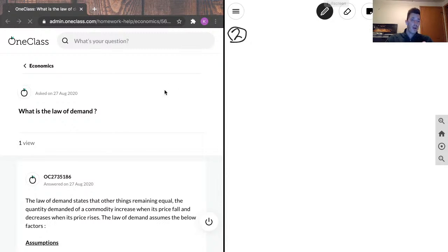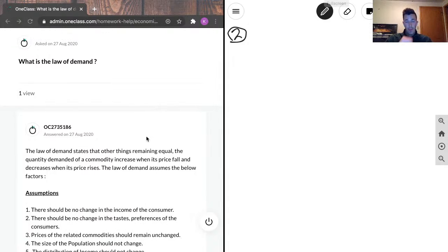And number 2 reads as follows: what is the law of demand? And what our junior tutor has written is that the law of demand states that other things remaining equal, the quantity demanded of a commodity increases when its price falls and decreases when its price rises. The law of demand assumes the below factors.